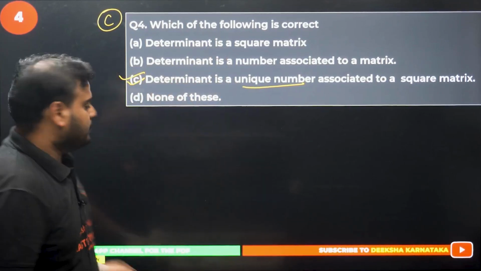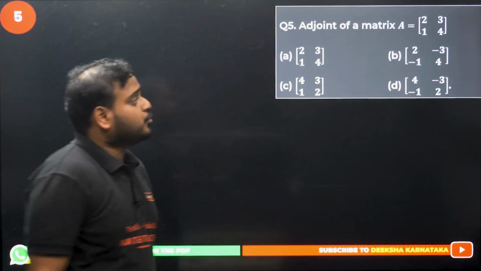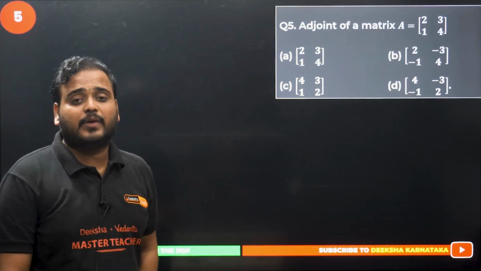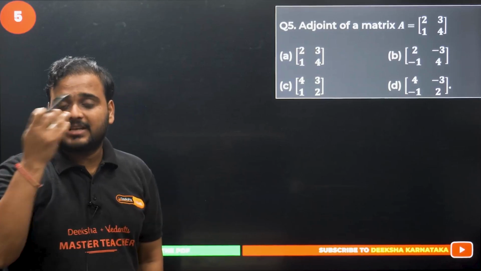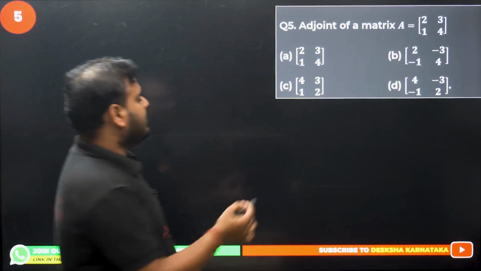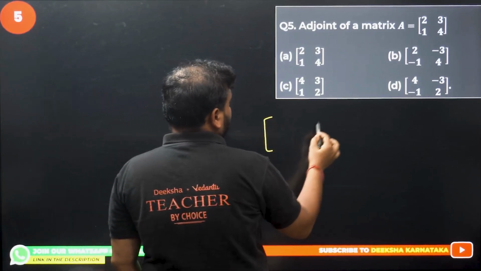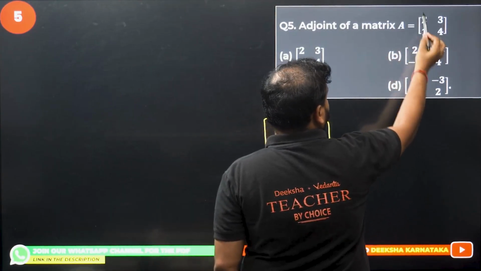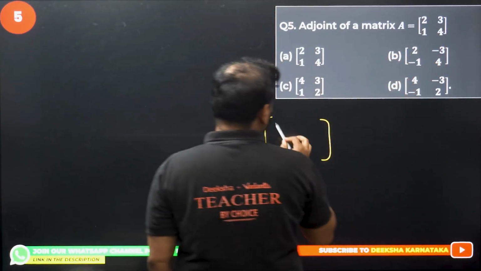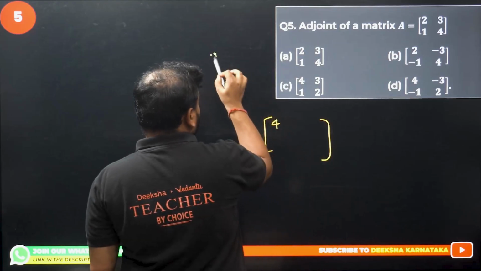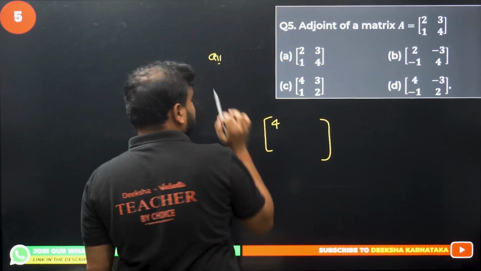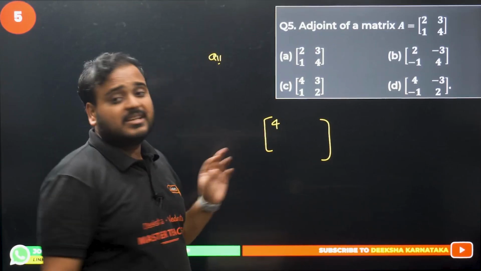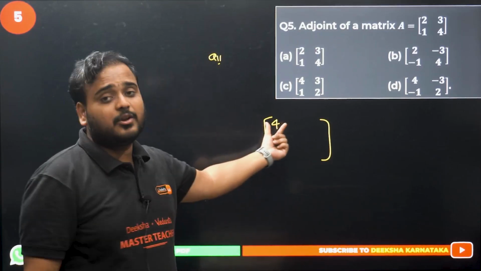Question number 5 now. Adjoint of a matrix A equals 2, 3, 1, 4. Adjoint they're asking. How do you find adjoint? Find the minor and then you check the sign of it. For this element, you eliminate this row and this column, you'll have this 4. This element is A11. 1 plus 1 is even. Position is even, hence sign change will not be there.